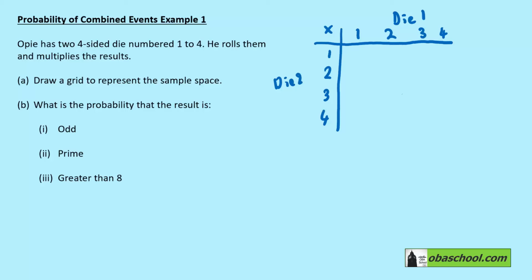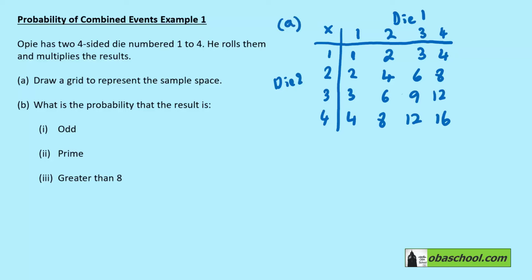So if he gets a 1 and 1, the result's 1. 1 and 2, the result will be 2, 3, 4. 2, 3, 4. If he gets a 2 and a 2, multiply them, the answer's 4. Then we get 6 and 8. 6 and 8. 3 times 3 is 9. 3 times 4 is 12. Finally, 4 times 4 is 16. So that's our answer for part A.